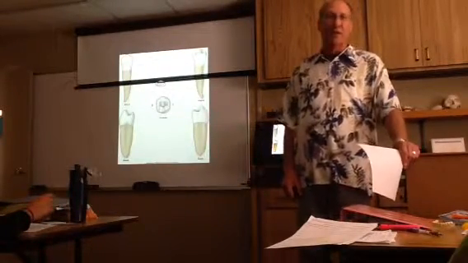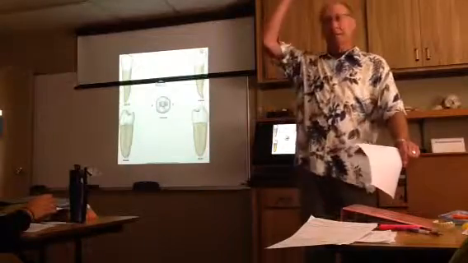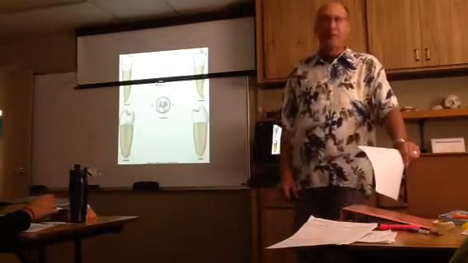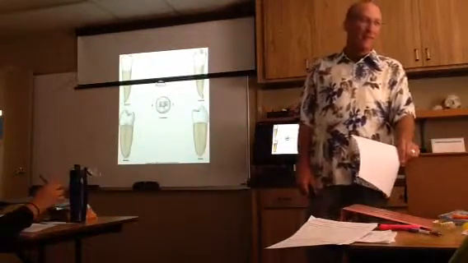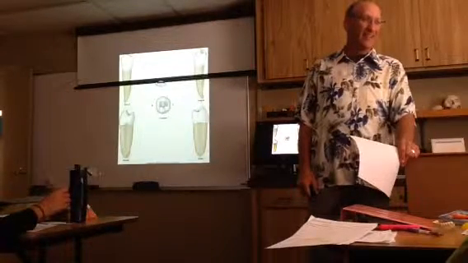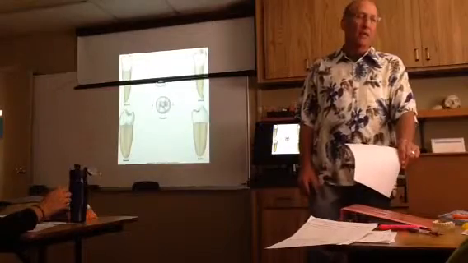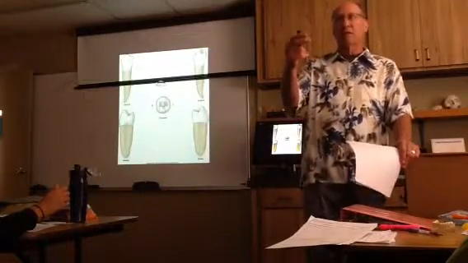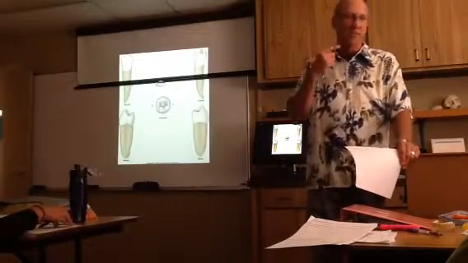What cusp do the lower first and second molars not both have? Distal. Yeah, because they both have mesiobuccal, distobuccal, mesiolingual, distolingual. Distal is the extra one on the first molar.